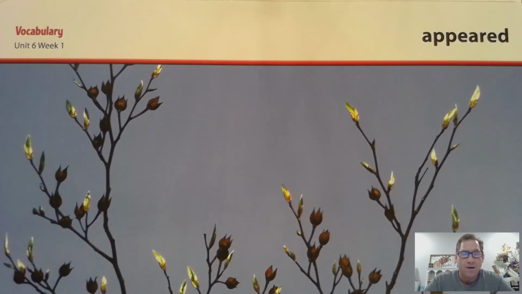In this video we're going to be covering the Unit 6 Week 1 vocabulary for this week's Wonders story. One of the words in our story this week is appeared. Say that word with me. Appeared. If something appeared, it came into sight. For example, buds appeared on the tree in early spring.